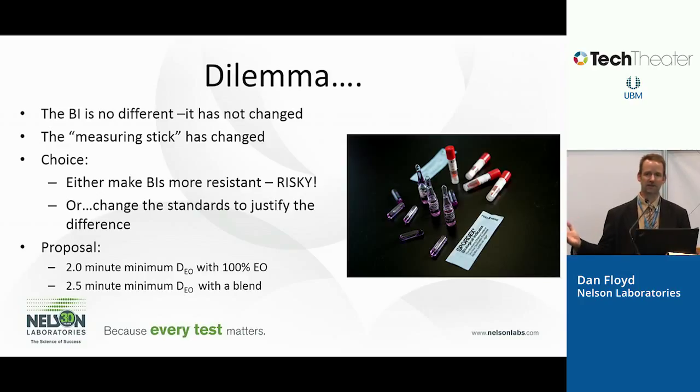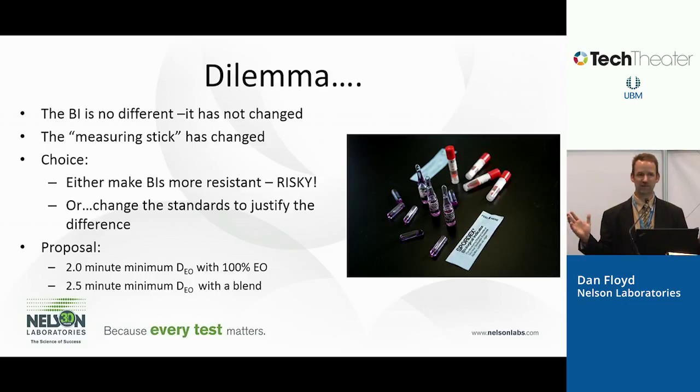And so the smarter choice was to change the standards to justify that this is due to the change in the different types of gas. The AAMI committee just voted on this, 14-4, on their recommendation to change the standard to add a statement that says if you're using 100% EO, the value would drop to 2.0 minutes, but if you're using any other type of mixture, it would stay at 2.5. Which makes sense.